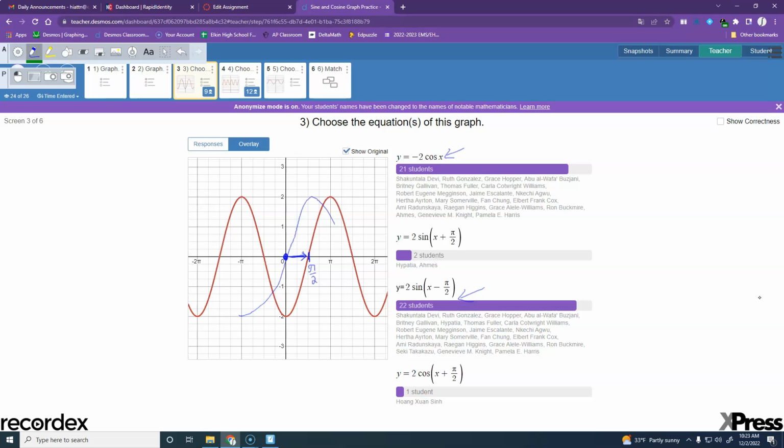Now, these are not the only two options. There's other things you could do. You could take cosine and you can move it over pi, but that's just not an option here because it's multiple choice. Okay, questions on that one?